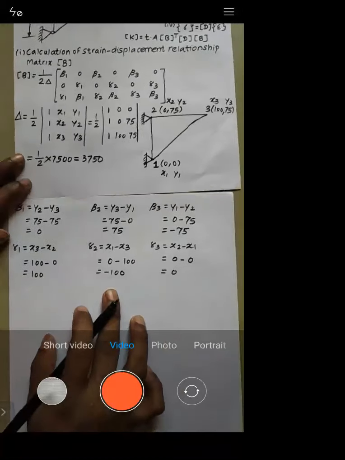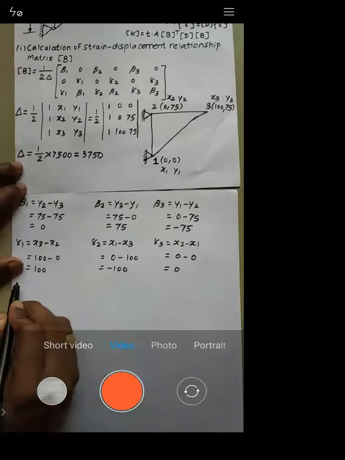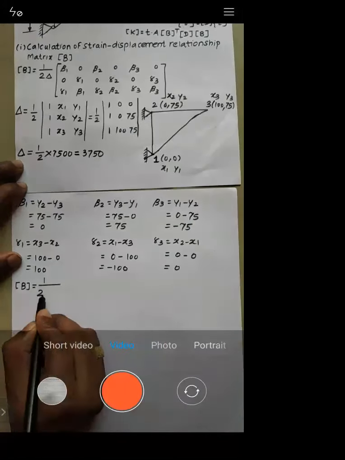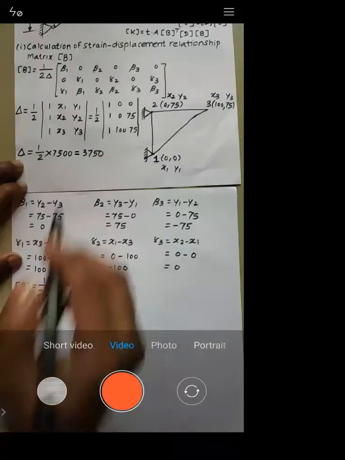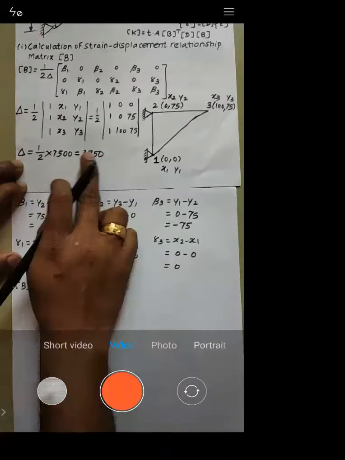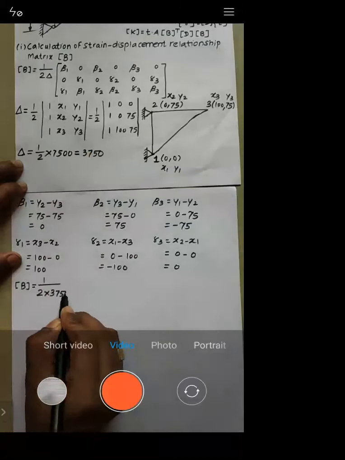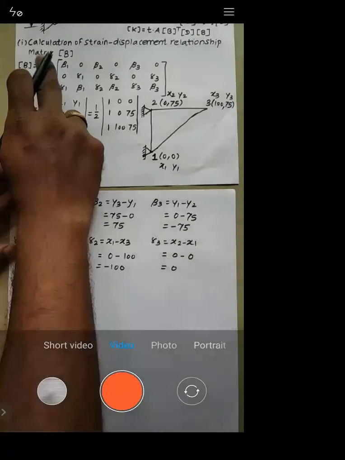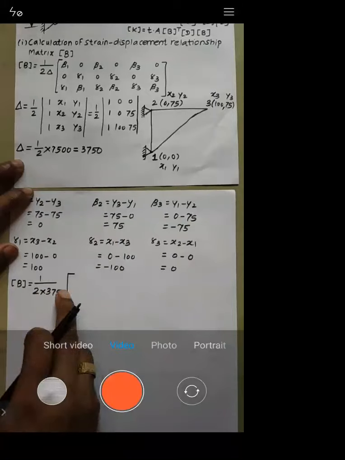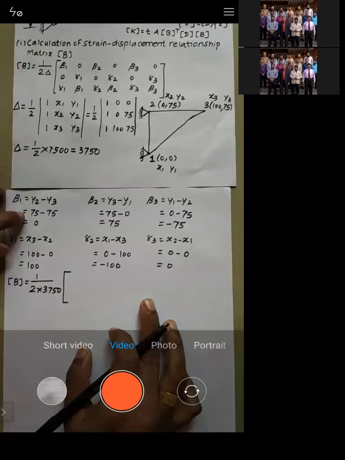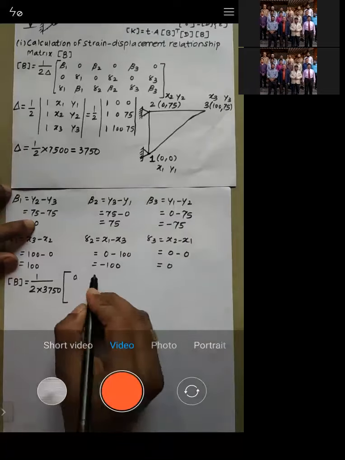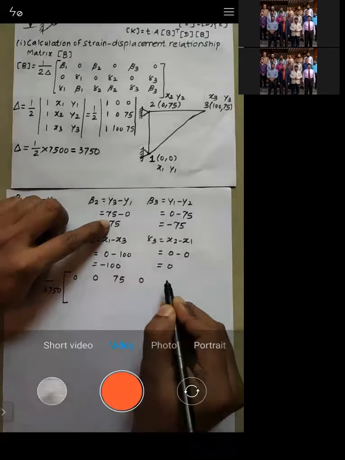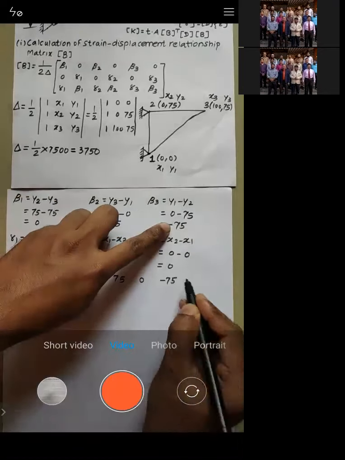Right? Is it okay? So now can we put these values into the formula for matrix B? It is given by 1 by twice of delta. What is twice of delta? What is this delta? 3750. See, 1 by twice of delta, into beta 1. Beta 1 is 0, then you have 0 there. Then beta 2 is 75, then you have 0 there. Then beta 3 is minus 75, then you have 0 there, right?